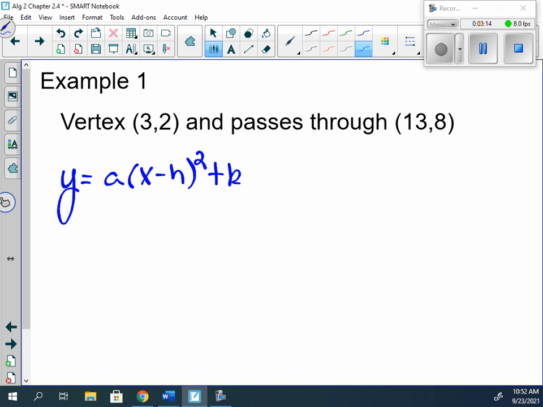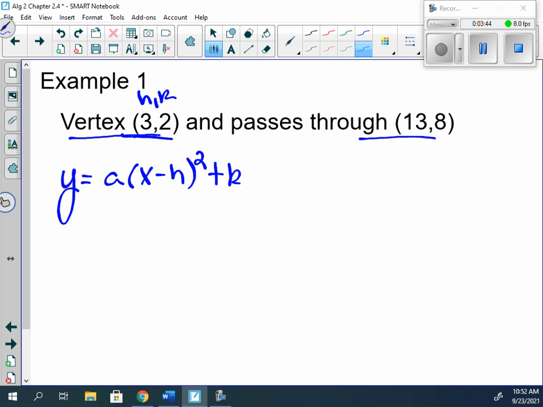Plus k. Well, why do we know this one? It gave us a vertex and a point. Well, that's the one that uses a vertex and a point, yes? Because y equals a times x minus h squared plus k. What is that? That is vertex form. It is the vertex form of a parabola. Vertex is h comma k.